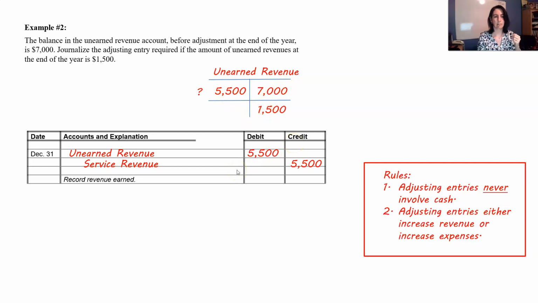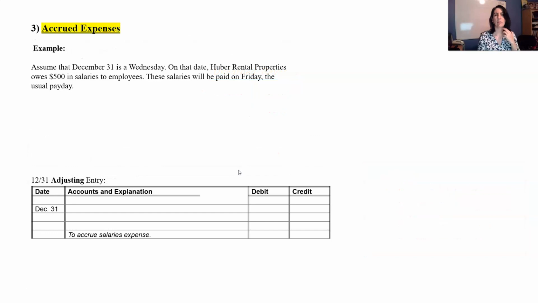All right. Let's move on to the flip side of things, accrued expenses. Accrued expenses mean the cash is coming after the revenue or expense recognition. So let's see, assume that December 31st is a Wednesday. This is a very typical type of accrued expense. On that date, Huber Rental Properties owes $500 in salaries to employees. These salaries will be paid on Friday, the usual payday.